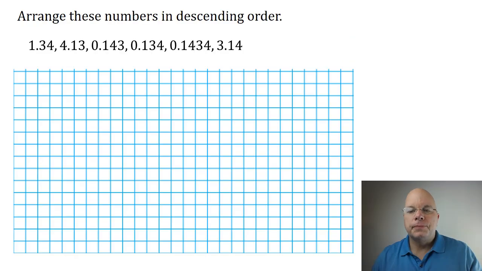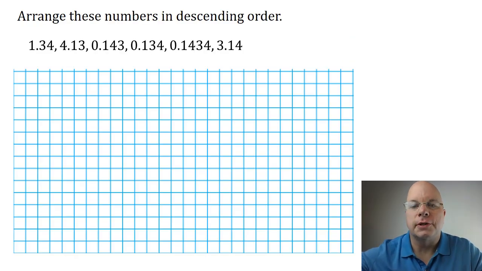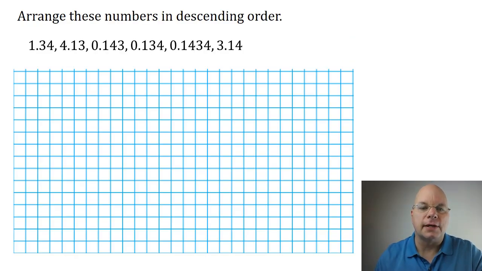math.com. In this video, we're ordering rational numbers. Rational numbers are any number that can be written as a fraction. So whole numbers are rational numbers. Any decimal number can be written as a decimal fraction. Any repeating decimal can be written as a fraction. We're going to get into a lot about the definition of rational numbers this year in class.